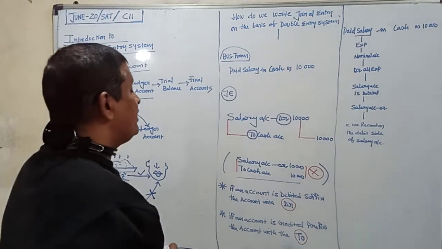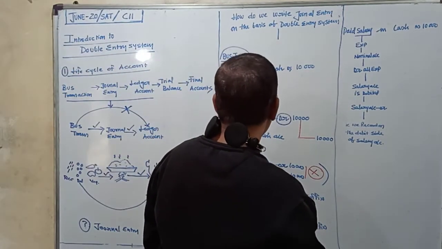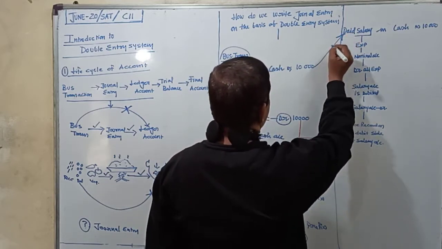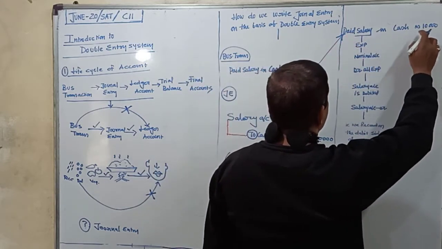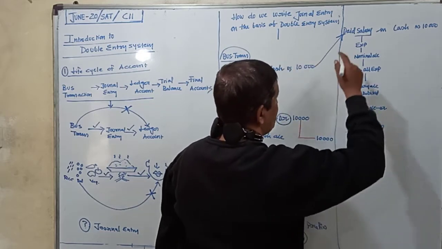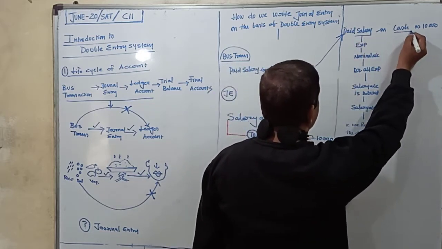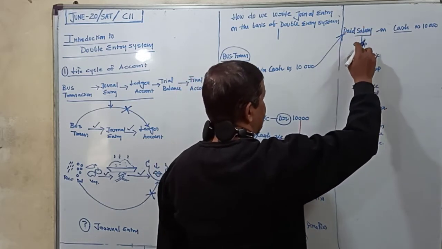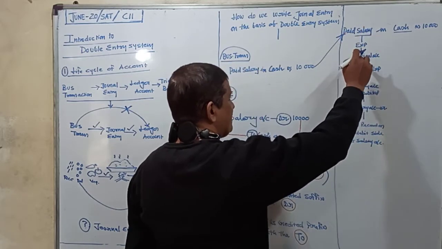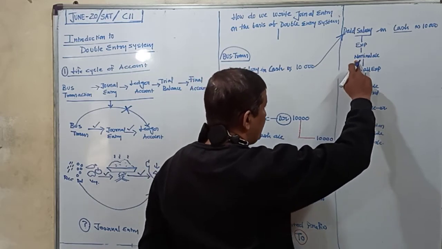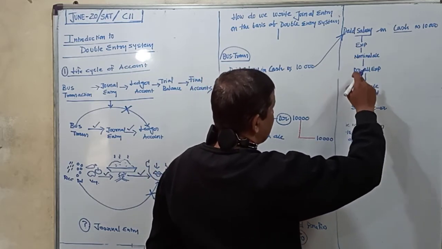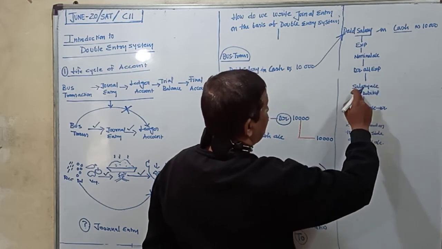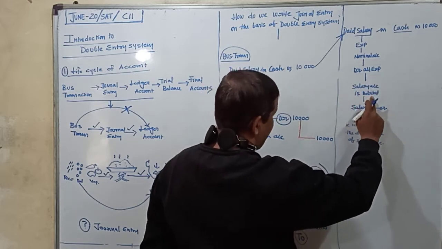Let us understand how we wrote this journal entry. This journal entry is: paid salary in cash rupees 10,000. So we have salary and cash. Salary is an expense because we paid salary. All expenses are nominal accounts. The rule for nominal account is debit all expenses. Therefore, salary account is debited.